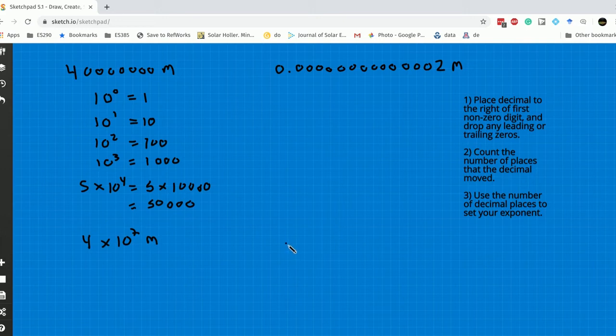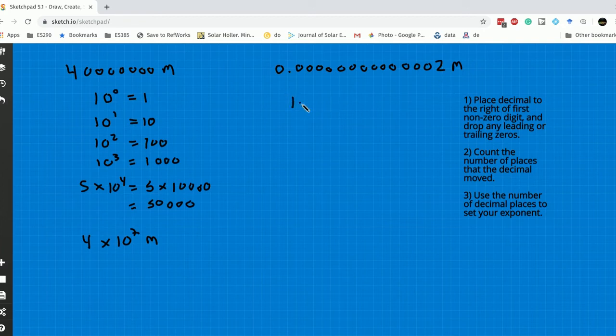Now we can also write the width of an electron in scientific notation, and the process is going to be pretty similar. However, there is one important difference. Because this number is really, really small, we're going to have to use negative exponents in order to express our order of magnitude. Now we can quickly review the negative exponents of 10 here.